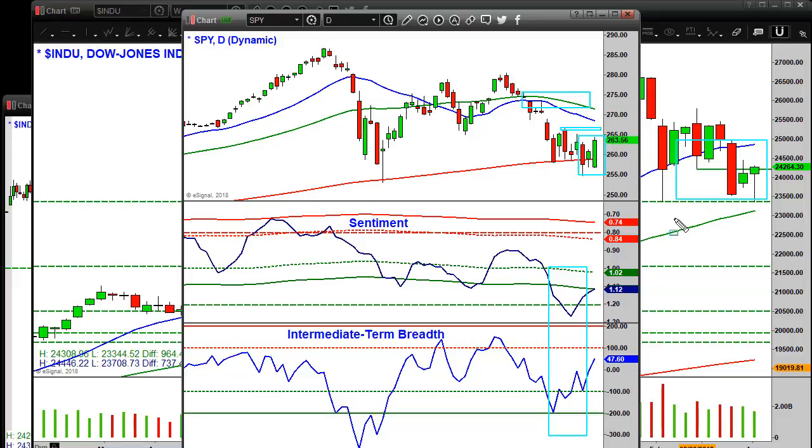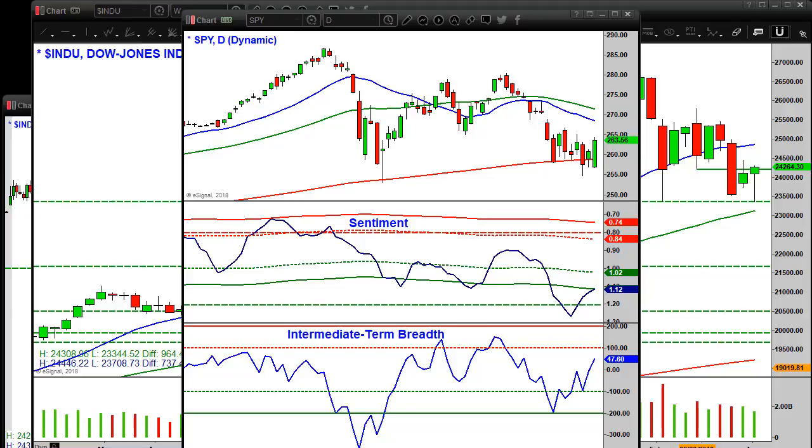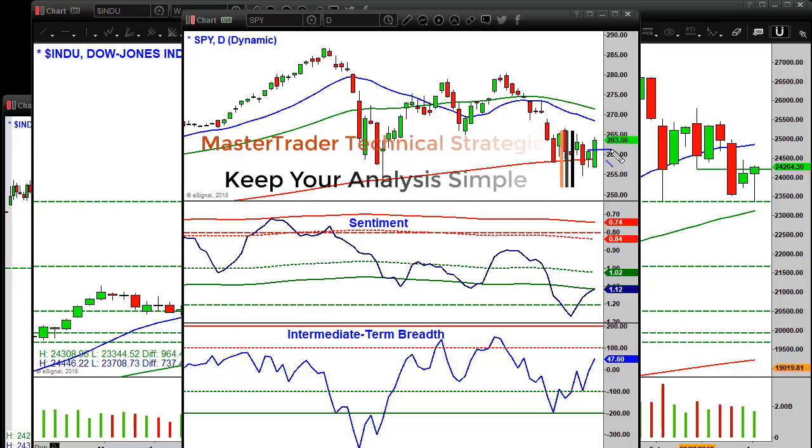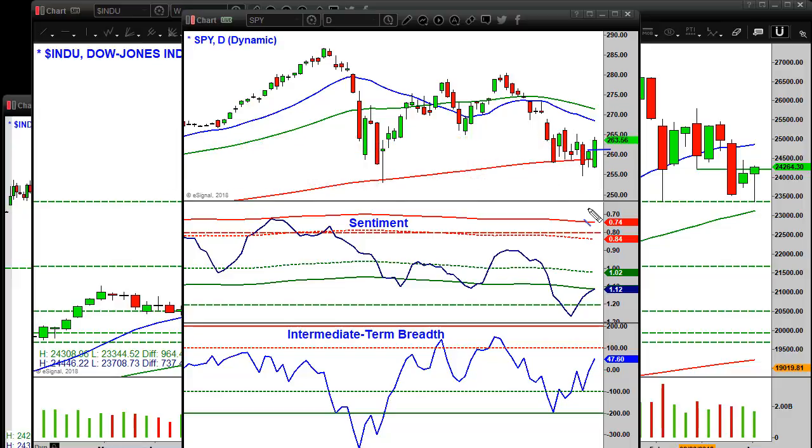And we have new lines in the sand, meaning these areas down here should not be violated. Ideally, as I explained in the chart of the week, any pullback in the next few days should stay in the upper half of that big wide range bar. These are all Master Trader technical strategies taught in that course. We use many option strategies to take advantage of these price patterns.